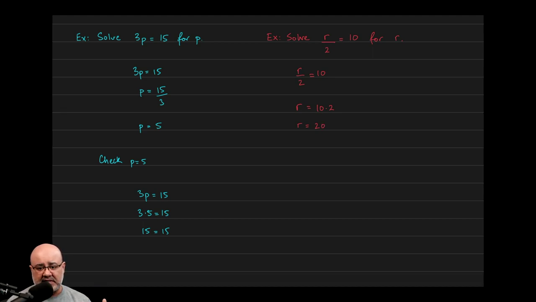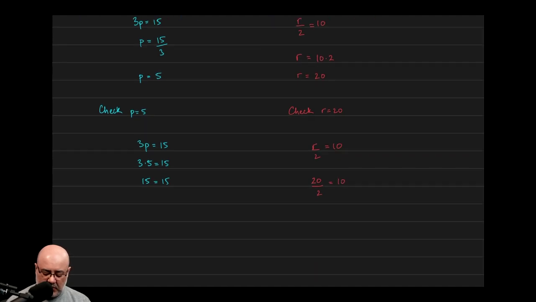And as in the previous three examples, when we solve an equation, we always get a potential solution. How do we know if it's a solution or not? We must check r is equal to 20 in the original equation, which is r over 2 equals 10. So we simplify to 20 over 2 equals 10, and 20 divided by 2 is 10, so 10 equals 10, which is indeed a true statement. I'm not writing those things here. I'm leaving that for you to fill in the blanks and write those statements yourself. But that's how we solve one-step equations.